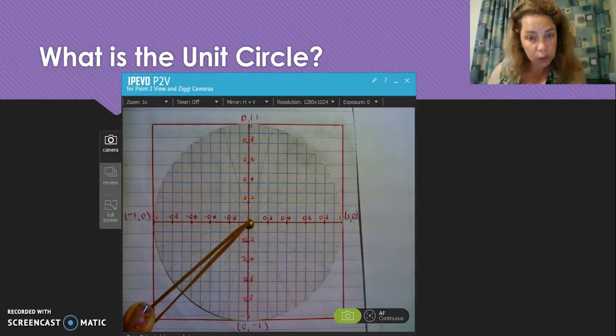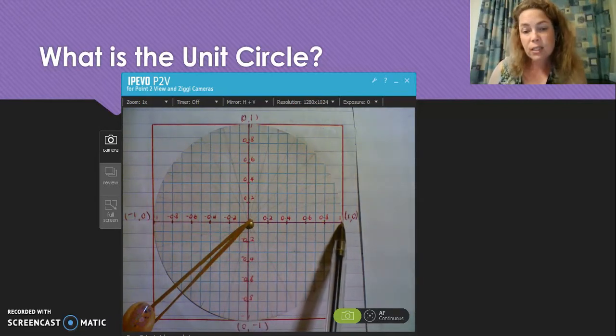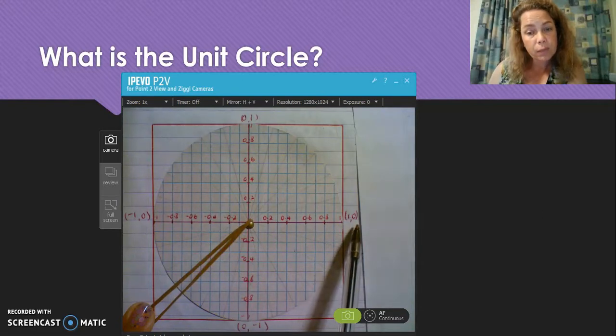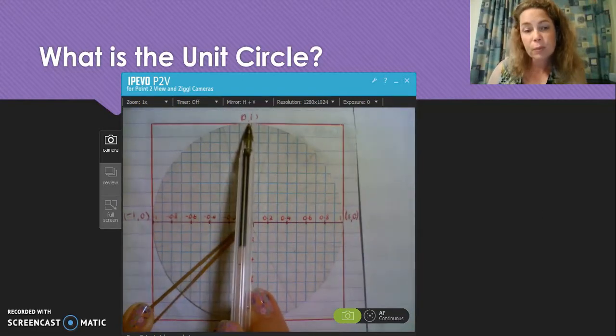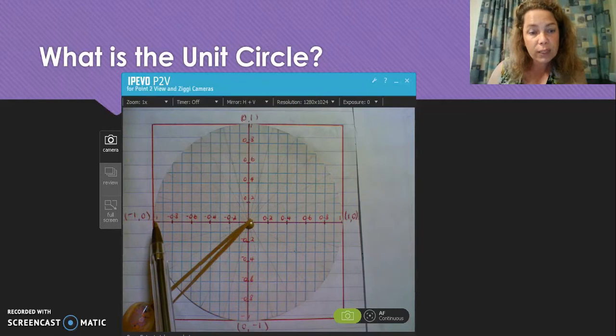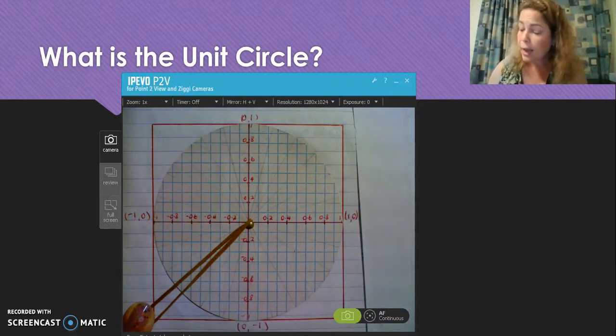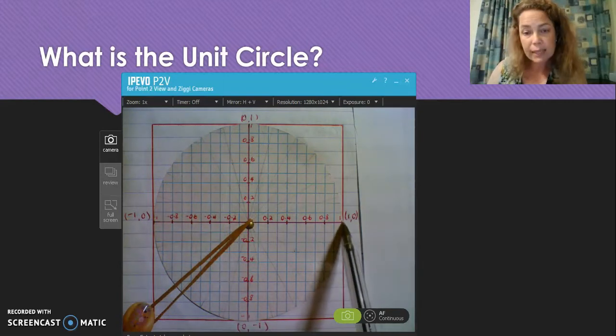Because it's a unit circle, when we go out along the x-axis, our circumference would be on the point (1, 0). Then as we trace up, it would be (0, 1) on the y-axis. As we come around, it's at (-1, 0) on the x-axis again, and then it comes down to (0, -1) on the y-axis. So you can see quite clearly that on the Cartesian plane, that is a circle with a radius of 1.